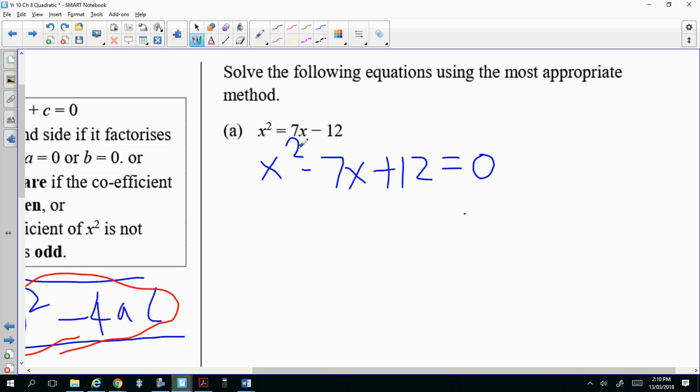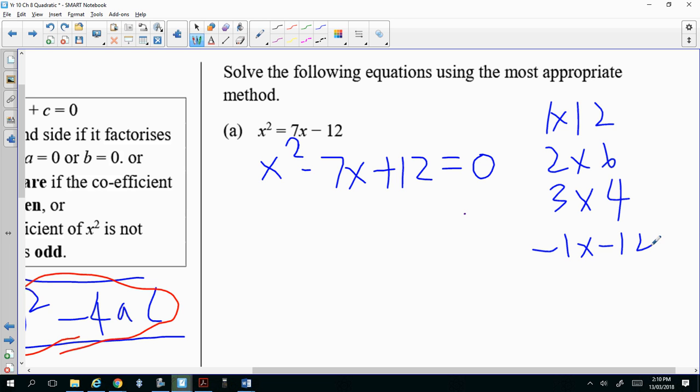Yes. Move the 12 to the other side, the negative becomes plus. And then what are the numbers that work? You go 1 times 12, 2 times 6, 3 times 4, and then you try the negatives: negative 1 times negative 12, negative 2 times negative 6, negative 3 times negative 4. Which one will work? That adds up to negative 7. This one, right?